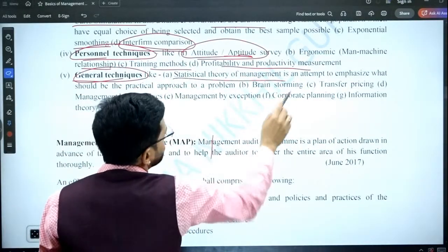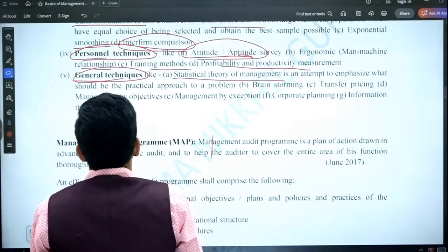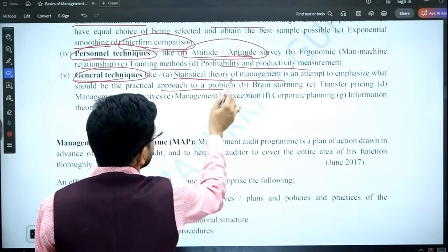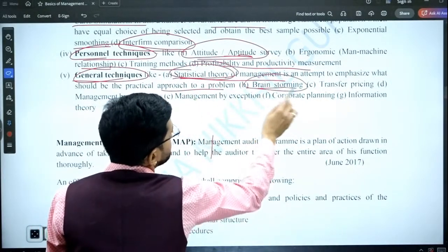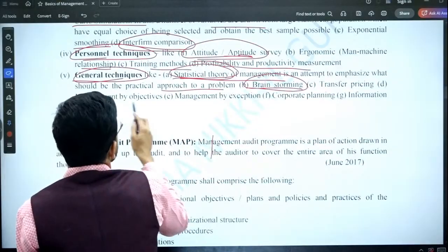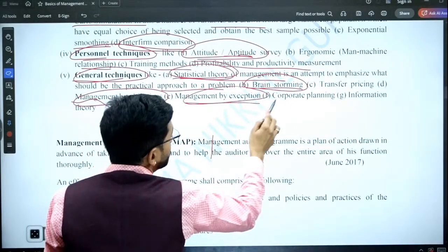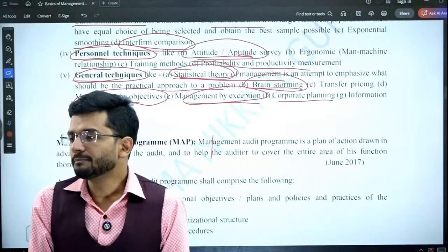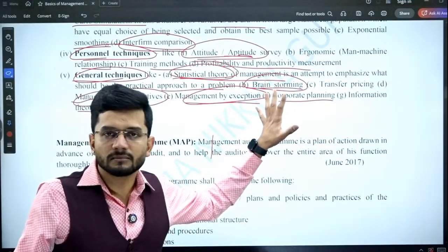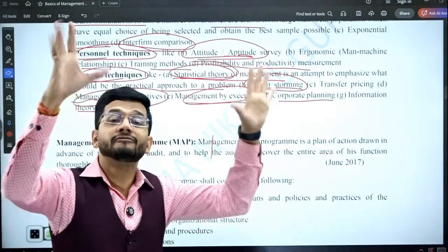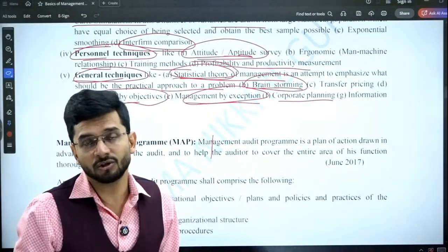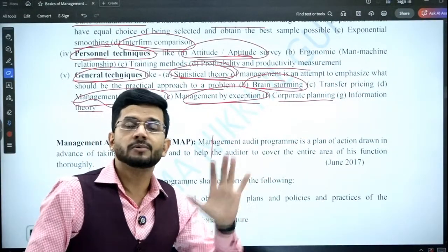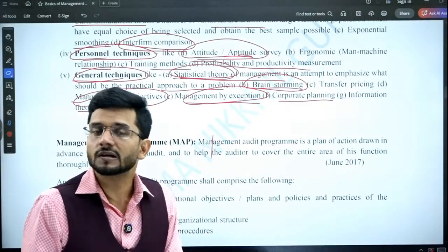Then there are general techniques. Statistical theory of management is an attempt to emphasize what should be the practical approach to a problem. Statistical theory is there. Brainstorming is there. Transfer pricing is there. Management by objectives, management by exception, corporate planning, information theory, etc. So guys, simple as it is, this is not an exhaustive list. You can use any and every technique that you have ever studied in your studies to conduct management audit, wherever you think that this will be relevant for us.